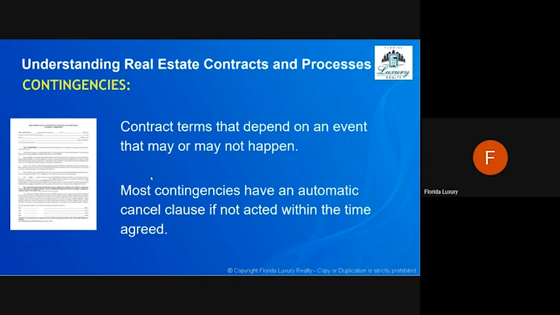And most contingencies have an automatic cancel clause if something is not done within an agreed upon time. So we have a 10-day inspection contingency. Day 11, the buyer wants to do an inspection. Can they? Sure they can. But if they find something, they're out of contract. The terms of that contingency have expired. You can do as many inspections as you want for as long as you want, but your contingency expired at the end of that period.